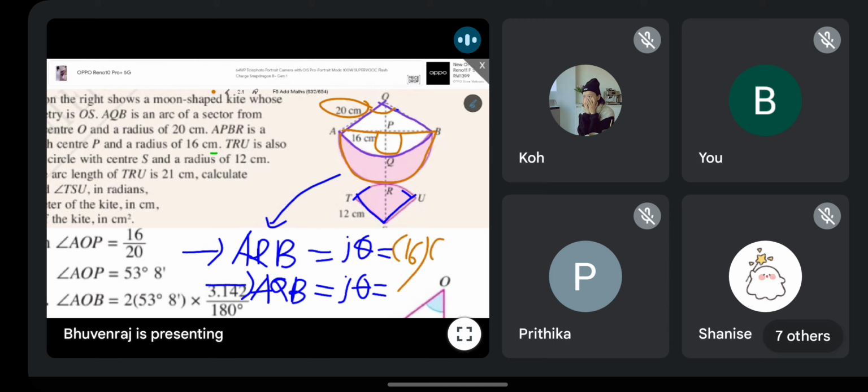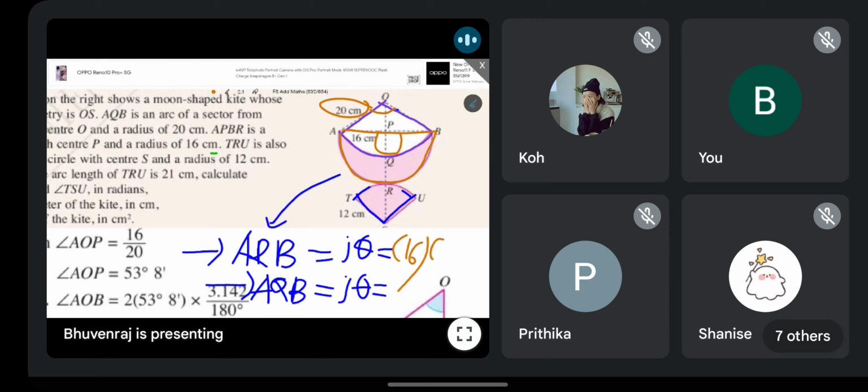Okay, jangan confuse kat sini because it's very close to each other. Okay, you must be very clear on it. Alright? So next one, you must find this one. Sorry, you don't need to find already. They give you the answer. Okay, the arc length of TRU is 21 cm. So you already got this value. This one is 21. So the question asks you perimeter. So kamu hanya perlu tambah semua nilai. Okay, so you can see the working over here. Okay, so this is the answer.